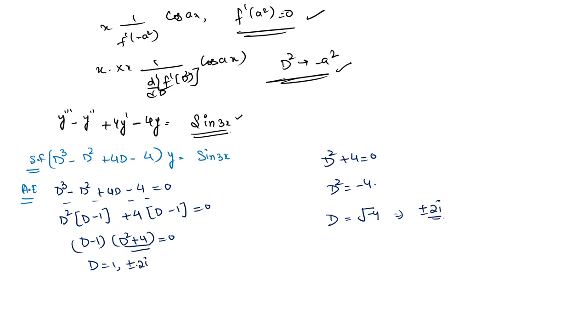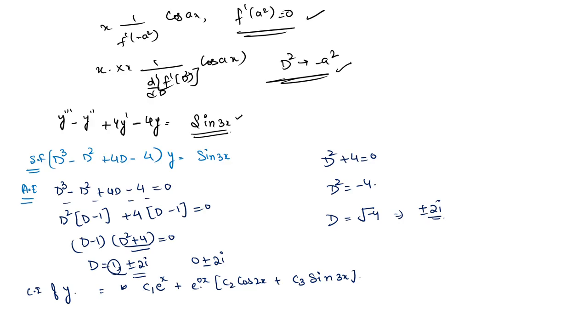As we have already done, how can we write its solution? It can be written as C1 e to the power x for the root 1. This is a complex root, 0 plus minus 2 iota, so e to the power 0x times (C2 cos 2x plus C3 sin 2x). So now further we will find its particular integral.